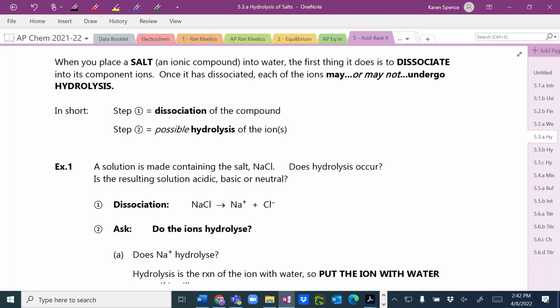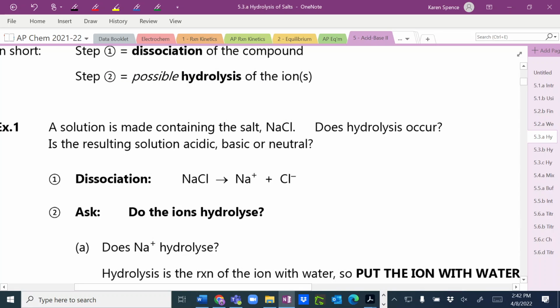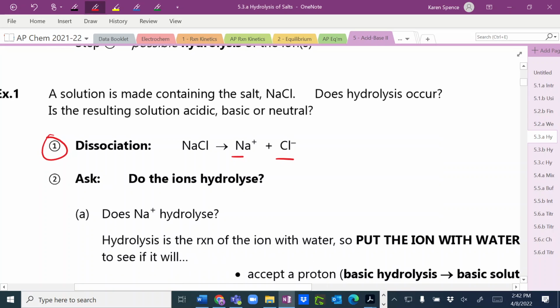So what you have to do is take a salt, and when you're given a salt, you have to dissociate it, because when you're doing hydrolysis, we're not just going to give you the ion, we're going to give you the salt, which contains 2 ions, yes? So let's say we have sodium chloride. We are going to first dissociate it, number 1, dissociate it, Na plus and Cl minus. Do the ions hydrolyze? In other words, do they react with water?